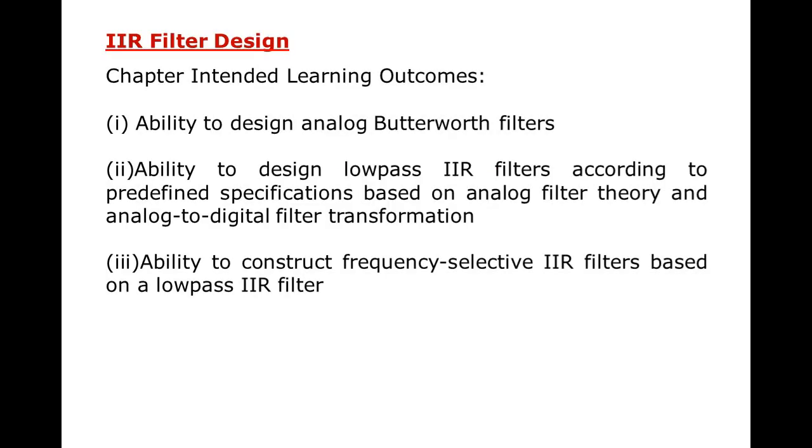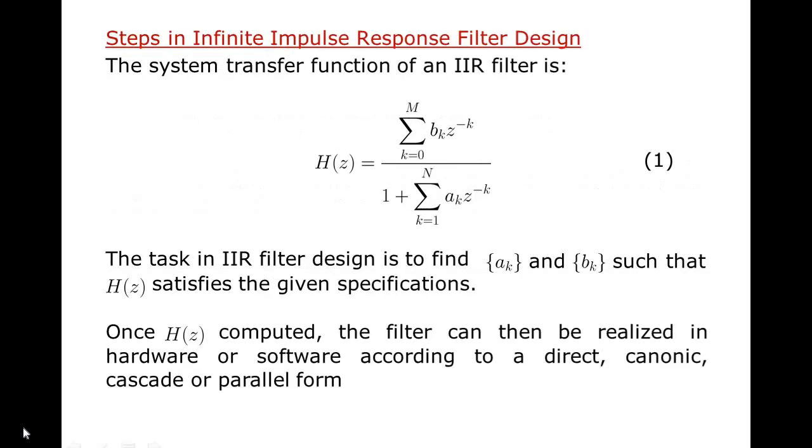After studying this particular chapter, the outcomes will be your ability to design an analog filter. Then you can design a low pass IIR filter according to predefined specifications based on analog filter theory and analog to digital filter transformation. Then you can construct a frequency selective IIR filter based on a low pass IIR filter. Already we had studied in the previous lecture the Butterworth and Chebyshev polynomials, and how they are useful to design the analog filter.